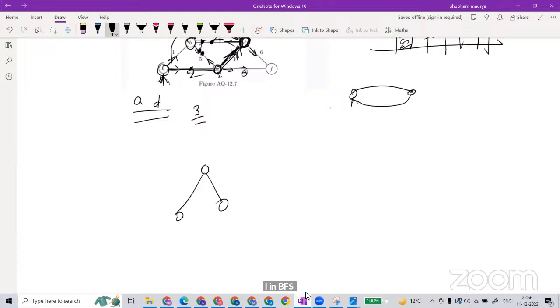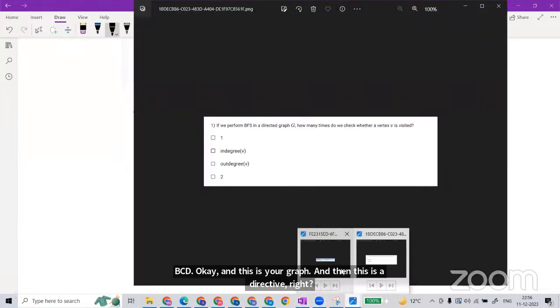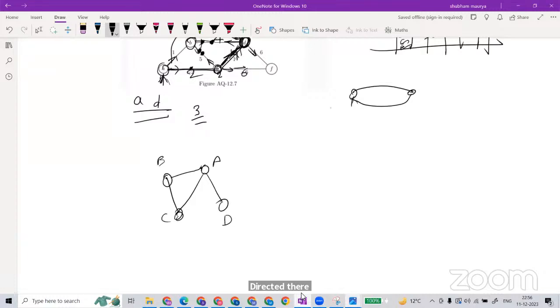Okay, if you have a BFS, this is a graph you have: A, B, C, D. And this is a directed graph, right? Yes, directed graph. Suppose this is one and this is one. There are two in degrees, and suppose this is one. The BFS we will check one time? First in, first out. Let's see what is happening here.